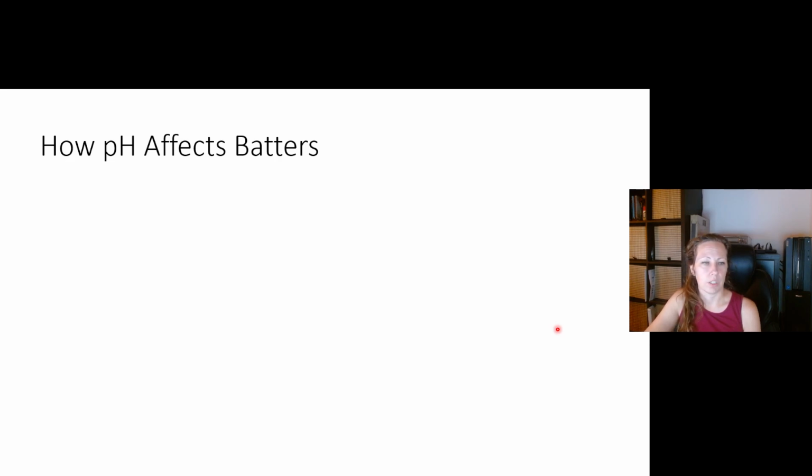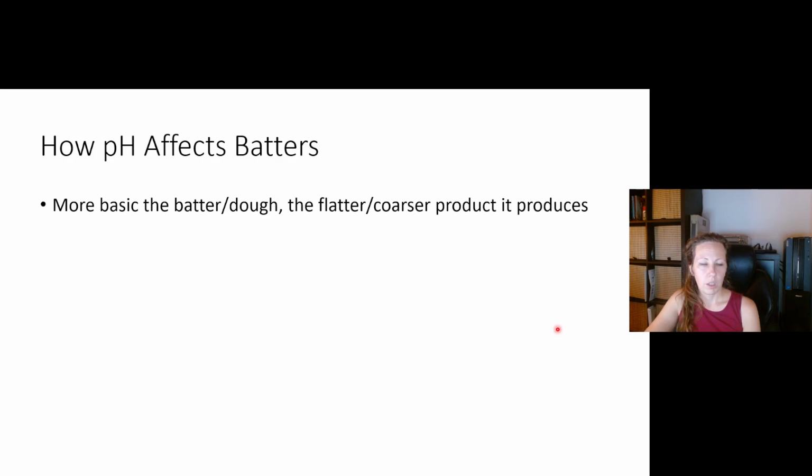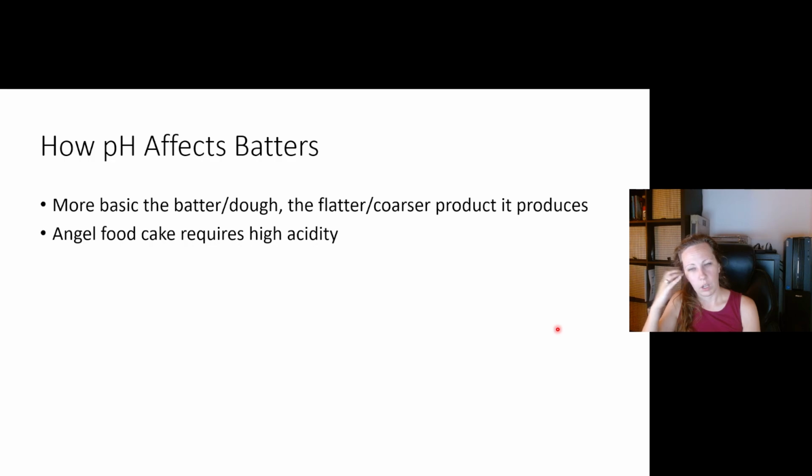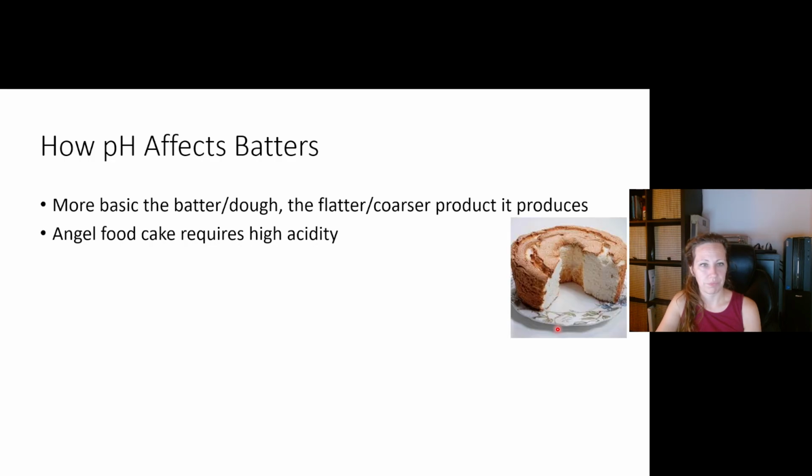Okay, so how pH affects batters. This is super interesting stuff. Basically, the more basic the batter or dough, the flatter or coarser the product it produces. So if you think about an angel food cake, that is super, super airy, fluffy, soft, right? It requires high acidity to get that character.